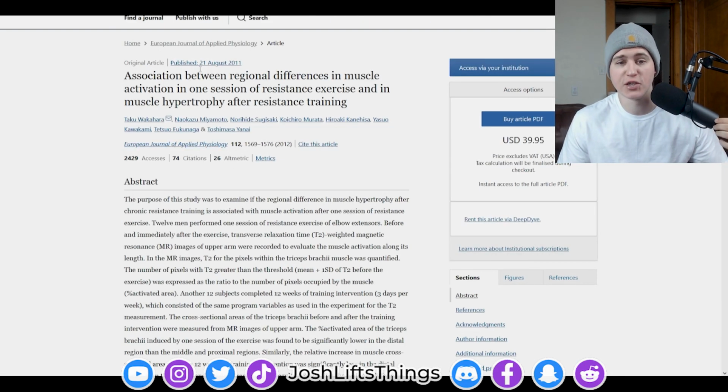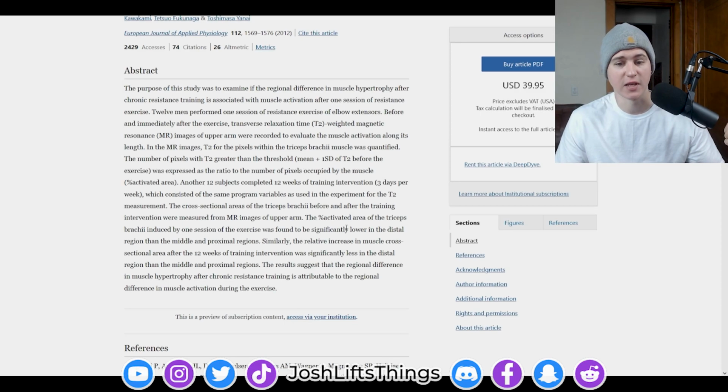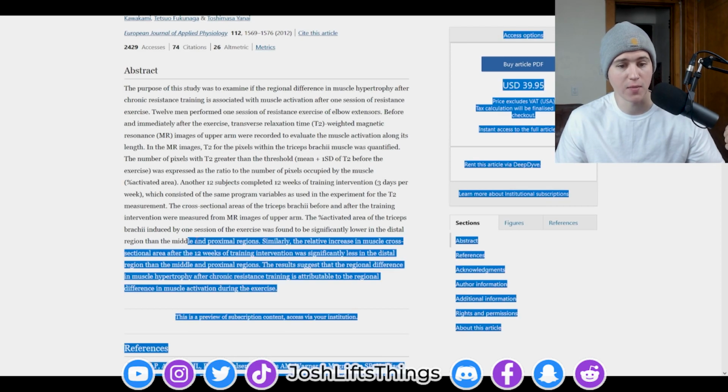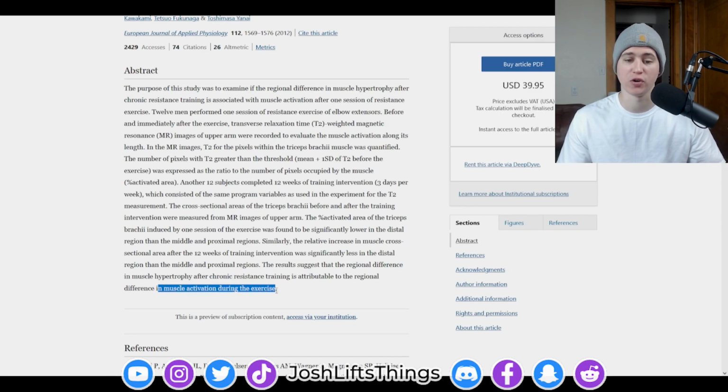Another one: "Association between regional differences in muscle activation in one session of resistance exercise and in muscle hypertrophy after resistance training." So the activated area of the triceps brachii induced by one session of the exercise was found to be significantly lower in the distal region than the middle and proximal. Similarly, the relative increase in muscle cross-sectional area after the 12 weeks of training intervention was significantly less in the distal region compared to the middle and proximal. The results suggest that the regional difference in muscle hypertrophy after chronic resistance training is attributable to the regional difference in muscle activation during the exercise.